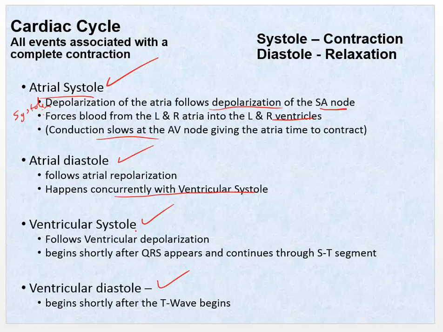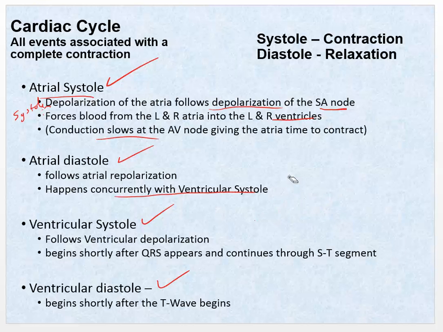Then we have ventricular systole, which happens after depolarization. So remember the QRS, and then we have systole that takes place. As soon as that depolarization happens, we have the muscle contraction of the ventricles. And then ventricular diastole. That means you have repolarization, and that's when the muscle relaxes.